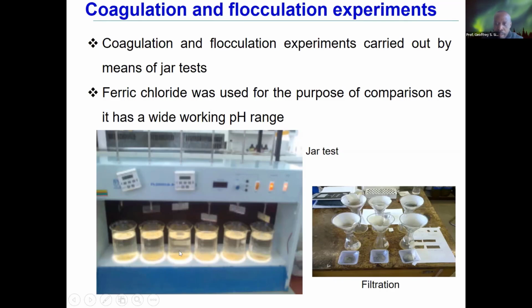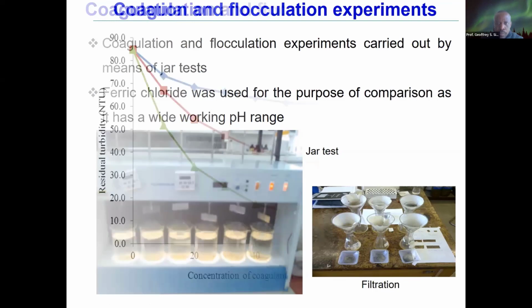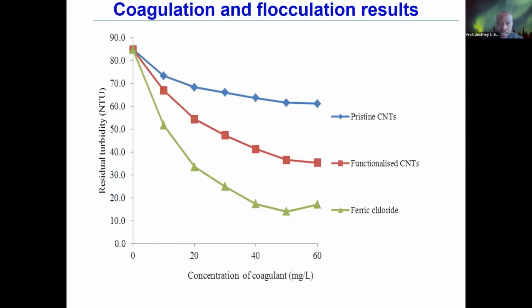But because our carbon nanotubes were not soluble, we needed to filter the solution afterwards and measure the turbidity of the solution that we got. The turbidity itself was the measure of the coagulation process. So this particular test is where we compared the freshly produced carbon nanotubes, the functionalized ones, and the ferric chloride.